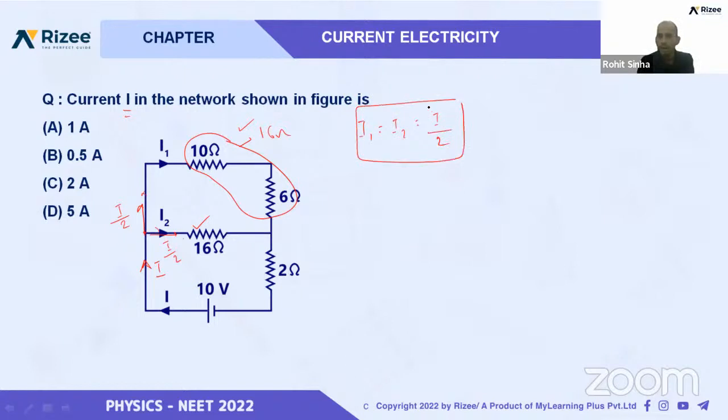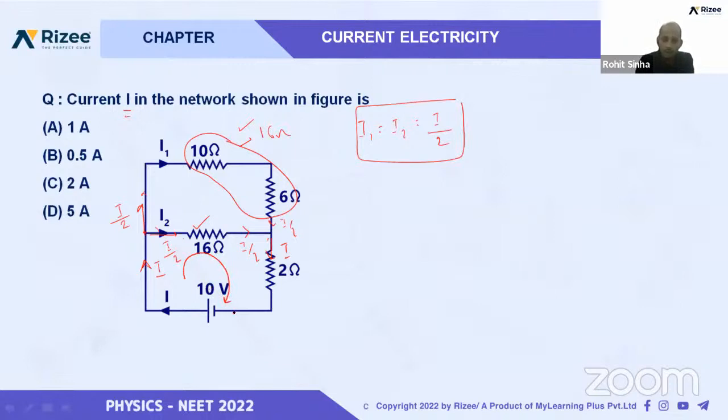We got a hint from it. Now I by 2 current flows through this, I by 2 current flows through this. We have to find I. We know I by 2. Let us see. I by 2 current flows through this, I by 2 is coming from this, and here we will have I. Now we can write one KVL equation here.